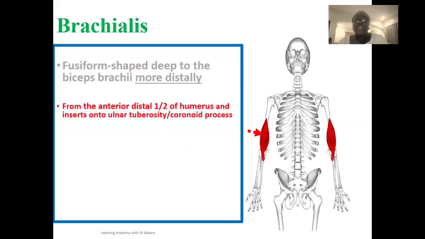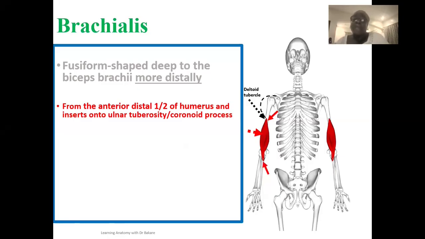It is seen to originate from the anterior distal half of the humerus, and this is what is arrowed here in red. So at this point, it is also seen to tally with the point where we have the deltoid tubercle. The deltoid tubercle is a tubercle that creates an insertion site for the deltoid muscle. The deltoid muscle is seen to form the rounded contour around the shoulder. And this is where it is finally inserted on the lateral surface of the humerus. It is then seen to be directed downwards, where it is finally inserted on the ulnar tuberosity.